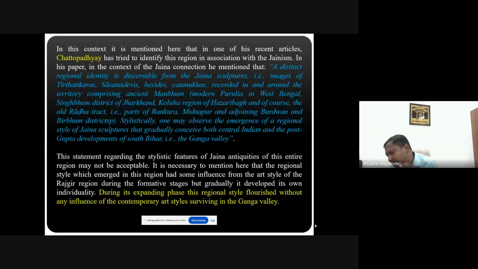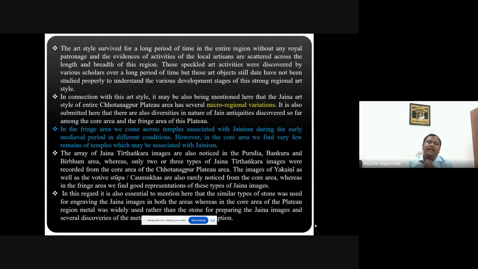of the general terminology of the Pala school of art, if we study the images in depth. So the art style which survived for a long period of time in the region without any royal patronage, and the evidence of the activities of the local artisans are scattered across the length and breadth of the region. This skilled art activity was discovered by various scholars over a long period of time, but these art objects to date have not been studied properly to understand the various development stages of this strong regional art style.